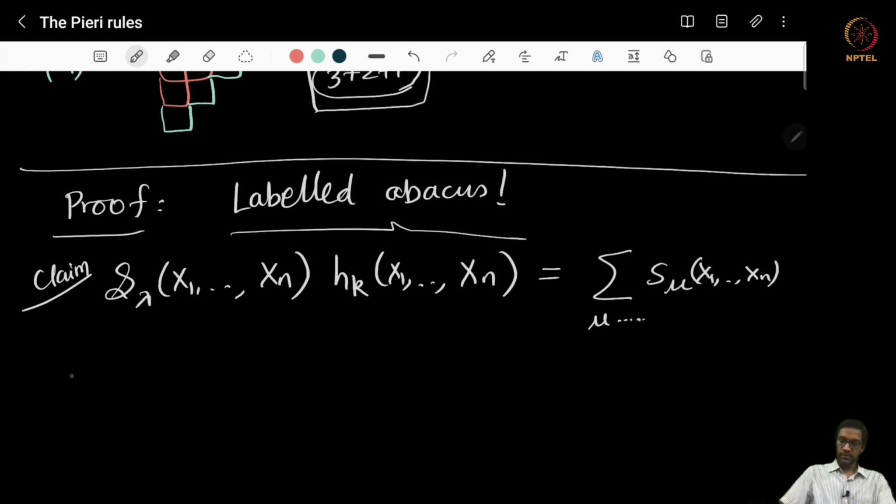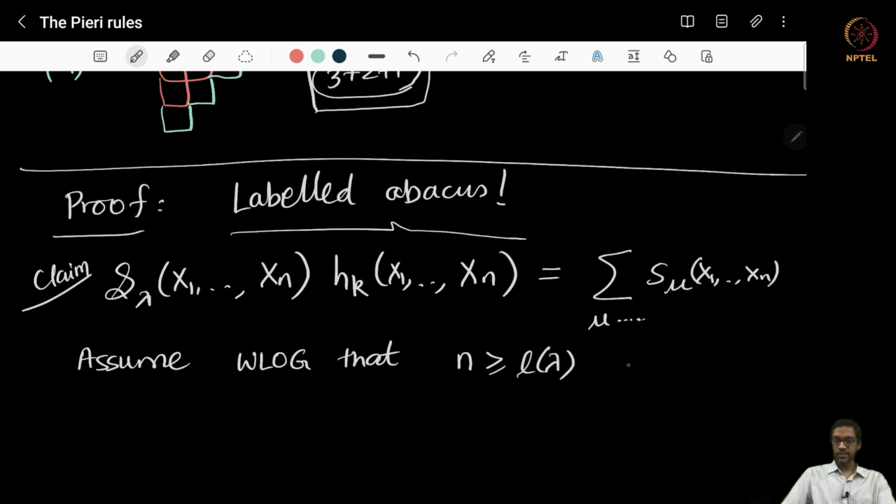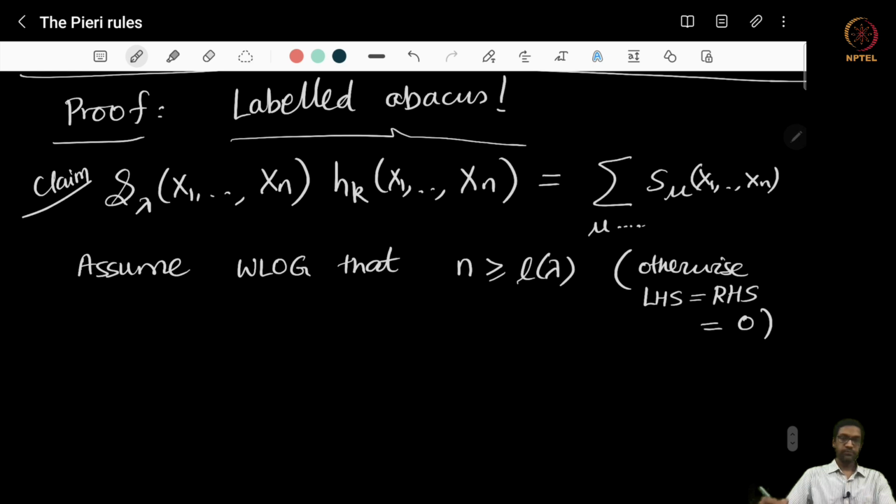Now observe, we can assume without loss of generality that the number of variables is at least the length of lambda. Okay, why? If not, then both left hand side and right hand side are 0. Otherwise the Schur function S lambda is 0, and any S mu that can potentially arise on the right hand side will have more parts than lambda for sure, right? So both sides are 0, and of course the equality holds. So we'll assume that we have at least those many variables.